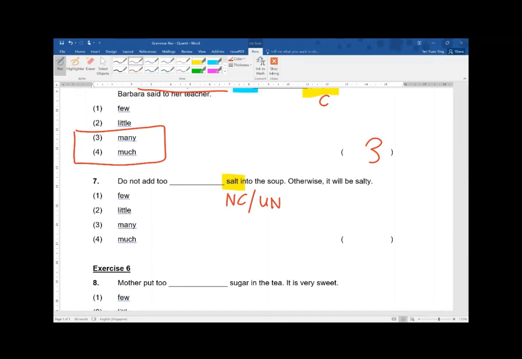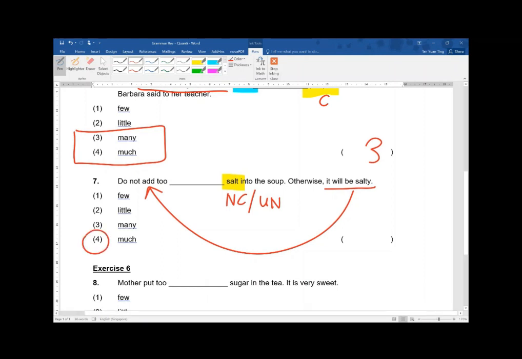Okay, and now let's look at the meaning of the entire sentence again. The soup will become salty. Now the soup will only become salty if you add too much of the salt into the soup. So I'm going to be using number 4 because this one here is for non-countable nouns.